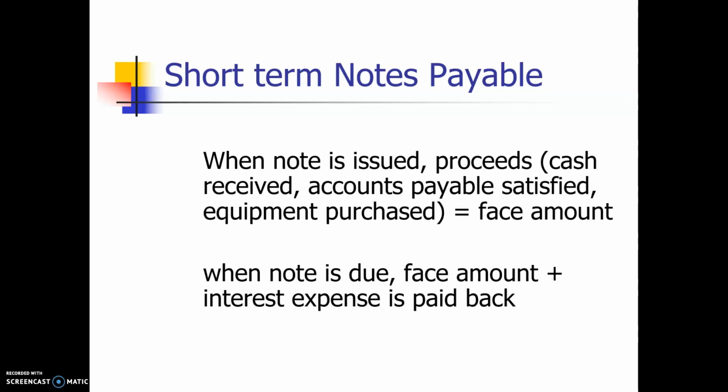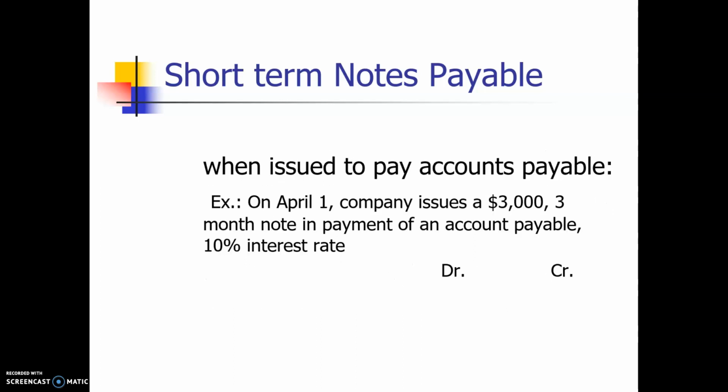So when the note is issued, the face amount is what we're receiving, the proceeds of the note. So the cash that we receive if we're issuing it to borrow money, the accounts payable amount if we're issuing it to pay off an account payable, or the cost of the equipment, the purchase price of the equipment. And then when the note is due, we pay back the face amount and the interest expense.